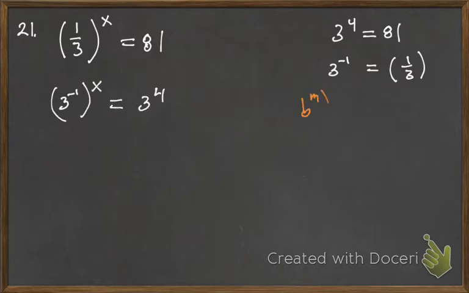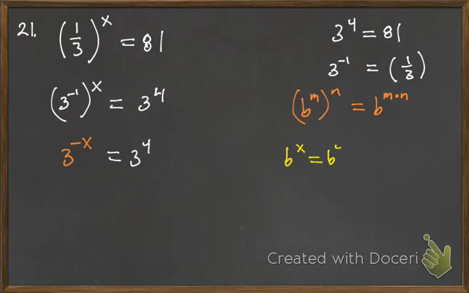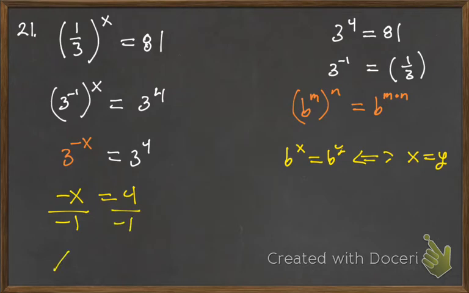And we're going to use the fact that (b^m)^n is equal to b^(m times n), so if you raise a power to a power, you multiply your exponents. So we get 3 to the minus x is equal to 3 to the 4th, and then we're going to use equal bases, equal exponents. Exponentials are 1 to 1, and so that'll tell us that minus x is equal to 4, and so we'll divide both sides by -1. And so that's going to tell us that x is equal to -4 in this problem here.